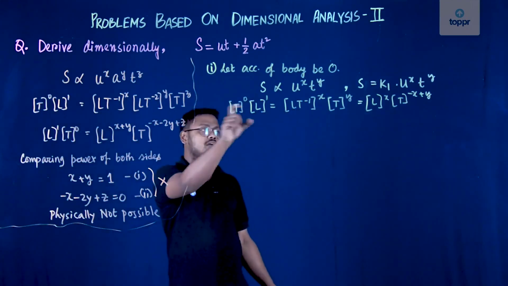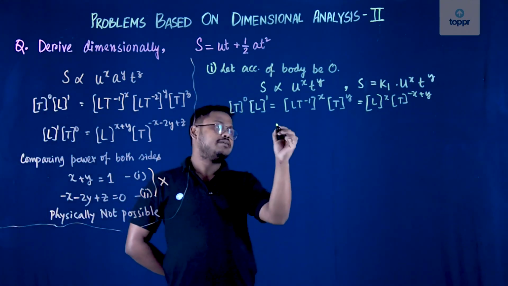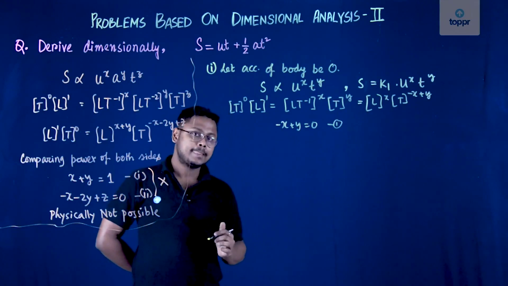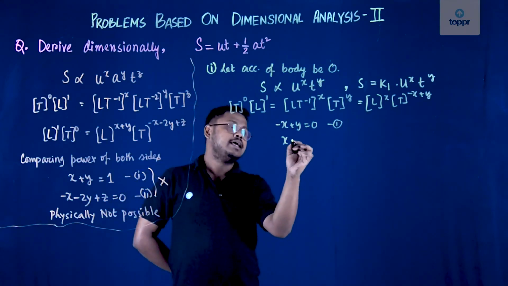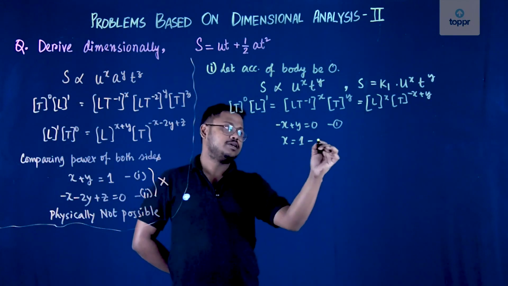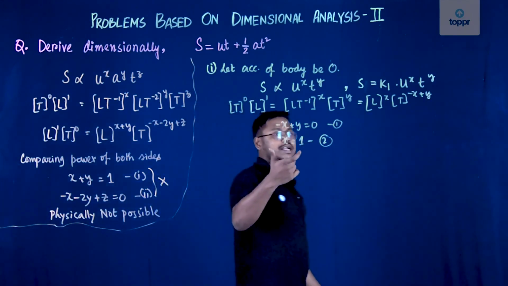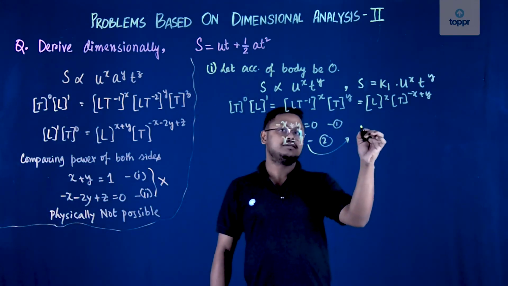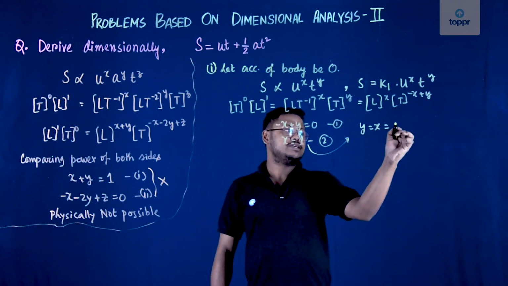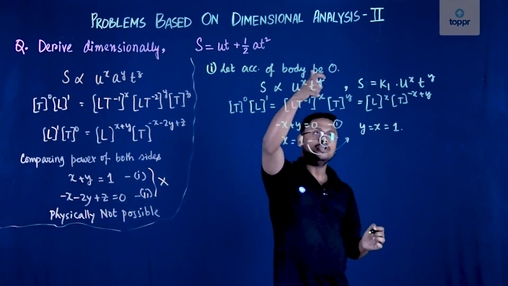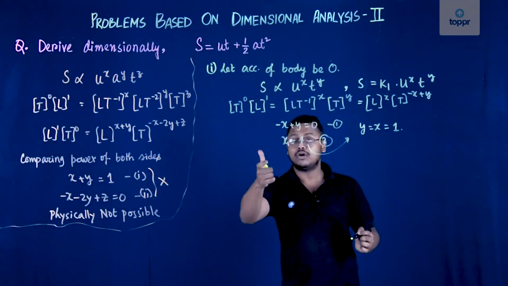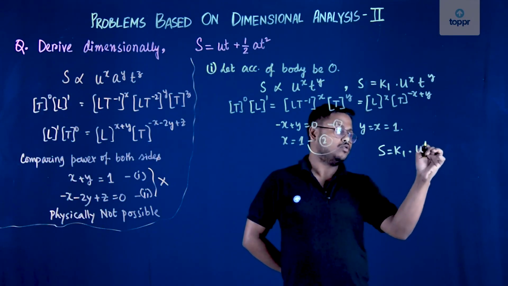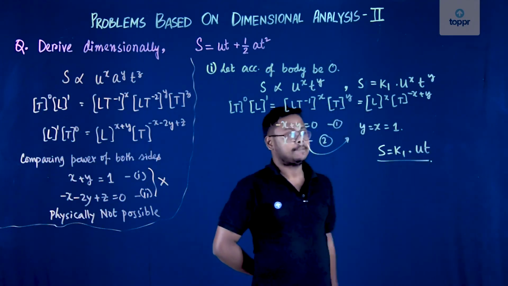So again we will compare the power of both the sides. For T I can write minus x plus y equals 0, this is equation number 1, and for the power of L I can write that x equals 1, this is equation number 2. So we already came to know that x equals 1. If I put this over here, I can write y equals x, that is equal to 1. So u to the power 1, t to the power 1 into k1 will give you s. So I can write s equals some constant k1 into ut, right.